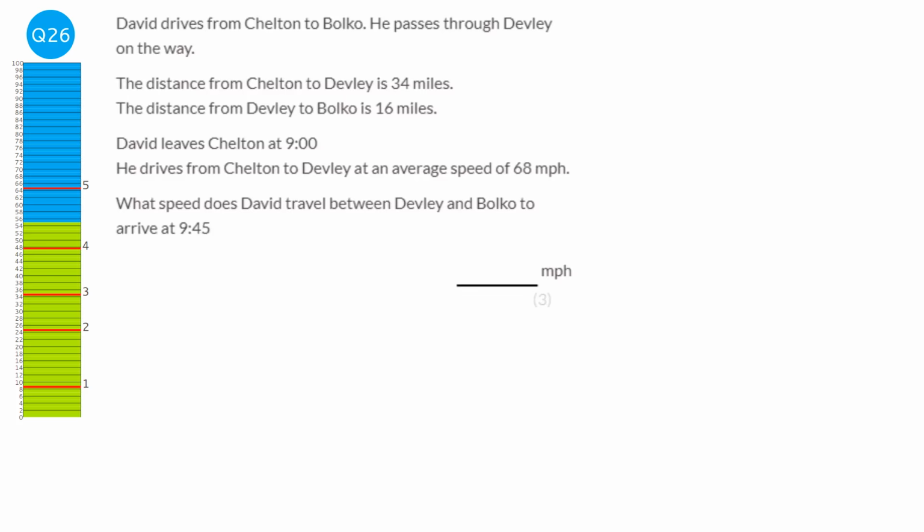There's an awful lot going on in this question. Whenever there's an awful lot going on, it's always best to draw a diagram. So we're going to start off at Chilton, which is a C. Then we go to Bolko, that's where we're going, and we go through Devley on the way, so we'll do D there. The distance from Chilton to Devley is 34 miles. The distance from Devley to Bolko is 16 miles.